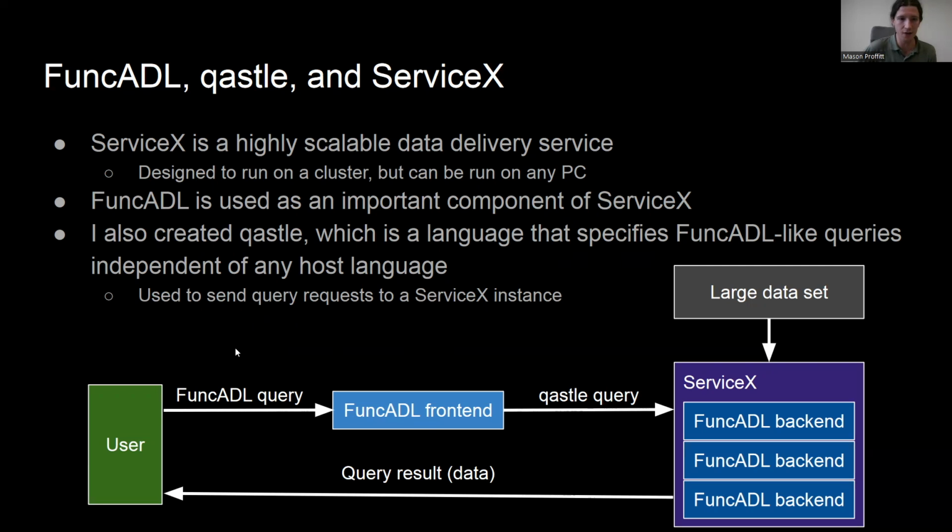So it looks like this: a user writes a FuncADL query in the FuncADL front end, which converts this to QASTLE and sends it to ServiceX, which takes in the large dataset that's queried against. It then has FuncADL backend instances that generate the executable code and run the transformation, and ServiceX returns the query result, the actual data that was queried for, back to the user.